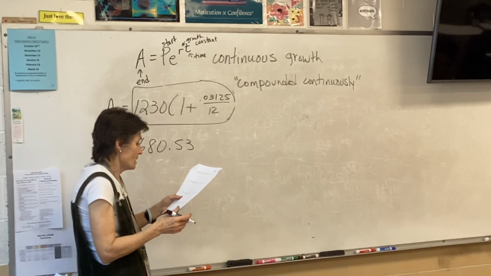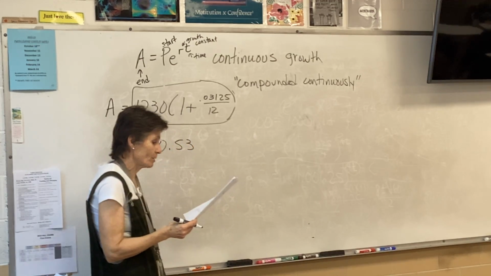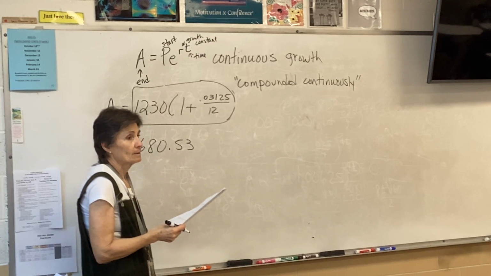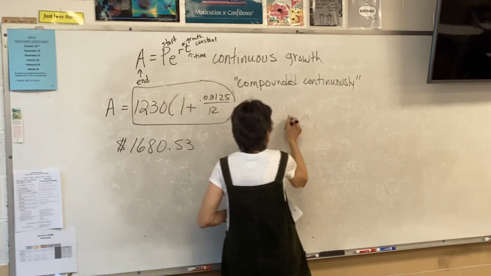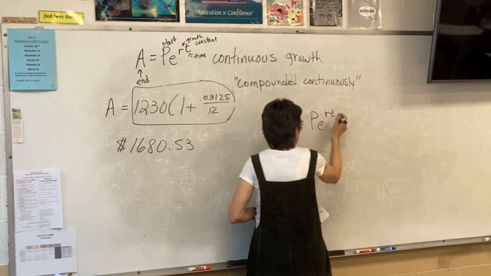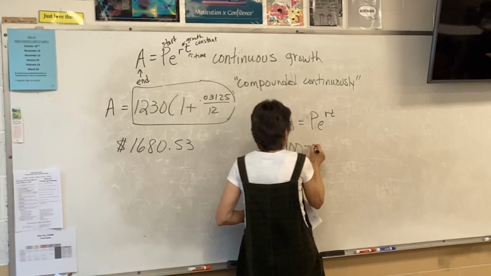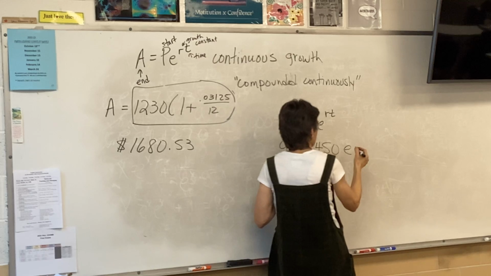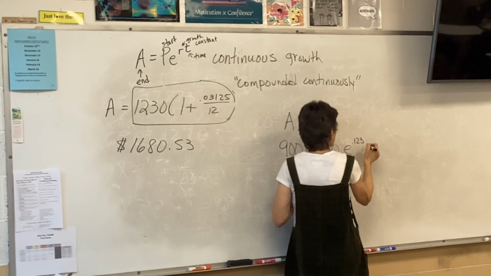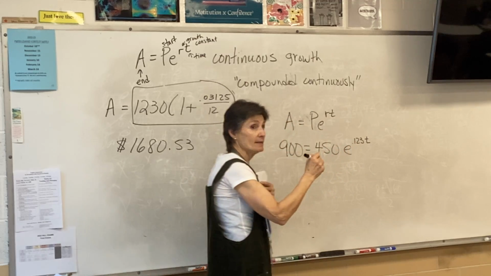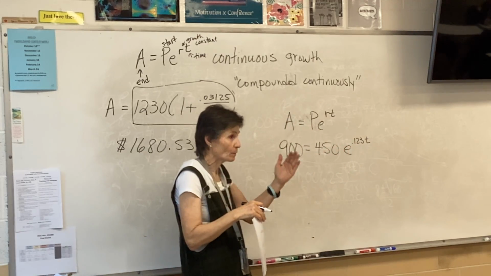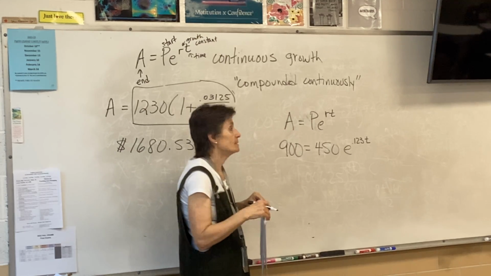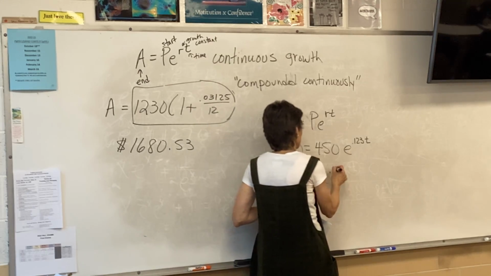So here we go. How long will it take for a population of 450 geosites to double if their growth constant is 0.123? Do I know A? What is it? 900. Because P is 450. Do I know R? 0.123. And my variable is T, which means at some point I'm going to need logarithms. What do I do first? Divide by 450. So 2 equals e to the 0.123t.